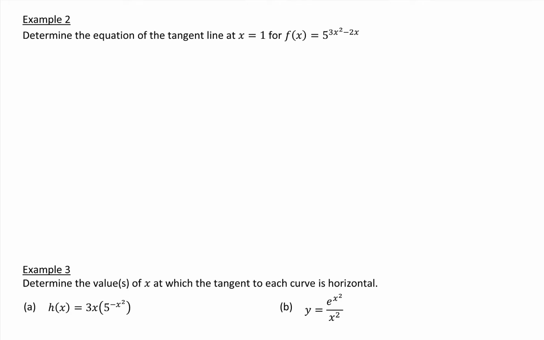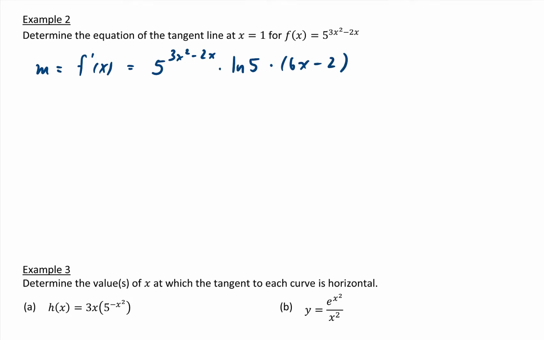So to find the slope, we need the derivative. So f prime of x is going to help us find the slope of this tangent. This is the same as example 1c. So the derivative of 5 to the exponent of 3x squared minus 2x is 5 to the exponent of 3x squared minus 2x times the natural logarithm of 5, then times 6x minus 2.